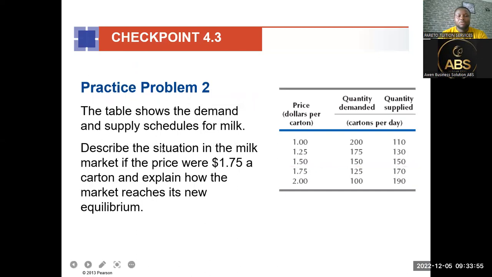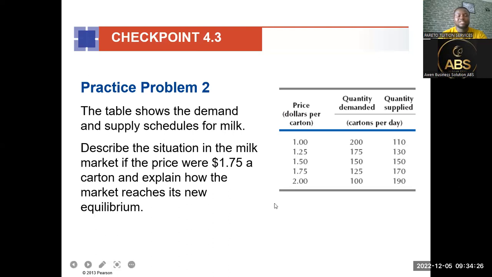Now, we are still using the same data. Describe the situation in the milk market if the price were 1.75 a carton, and explain how the market reaches its new equilibrium. If price should go to 1.75, what are we seeing here? Quantity supplied exceeds quantity demanded. Yes, yes. So we have a surplus in the milk market.